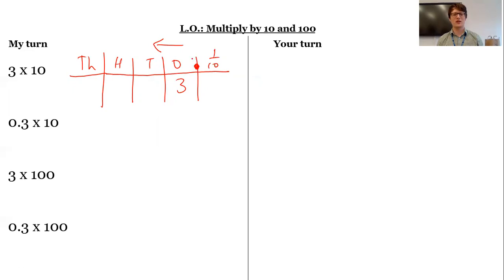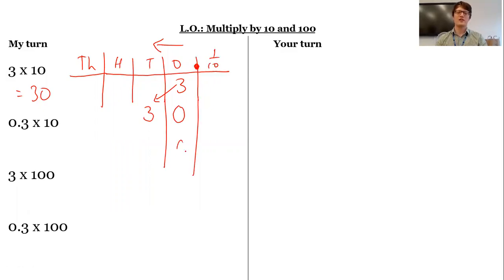10 ones is the same as 1 ten. So as I go each column along, I'm getting 10 times bigger. So all I need to do is to move the 3 from the ones column to the tens column, and then just remember to put this placeholder in the ones column to show I've got no ones. So 3 times 10 is 30.